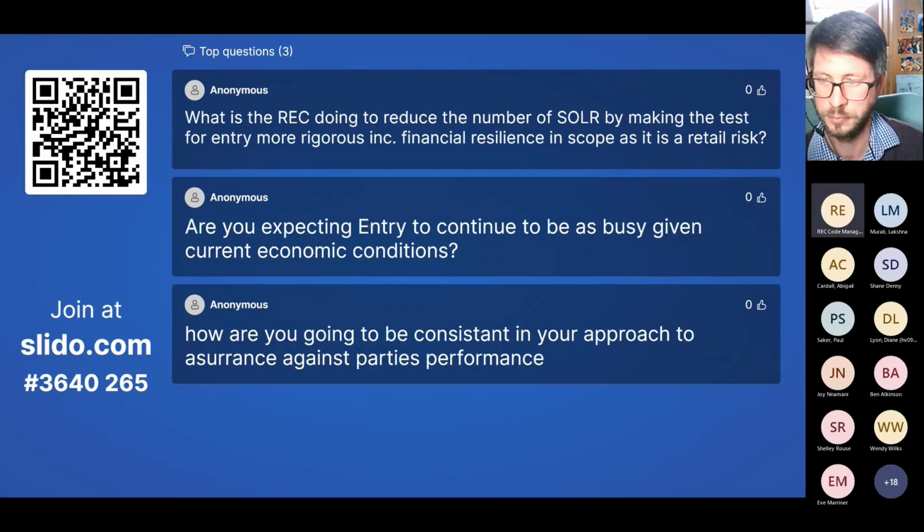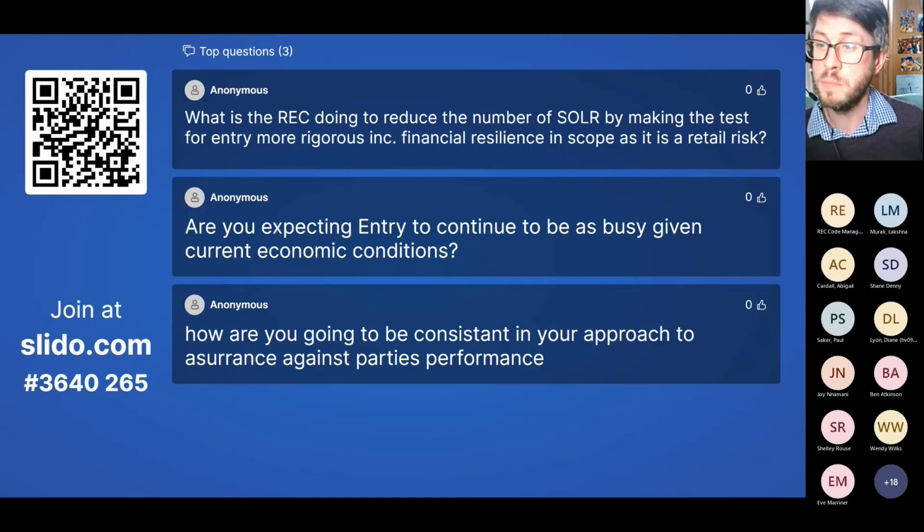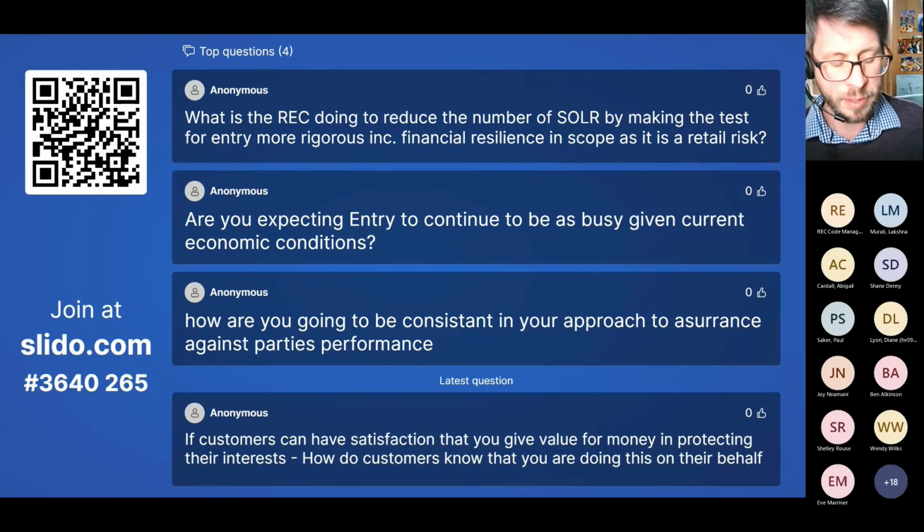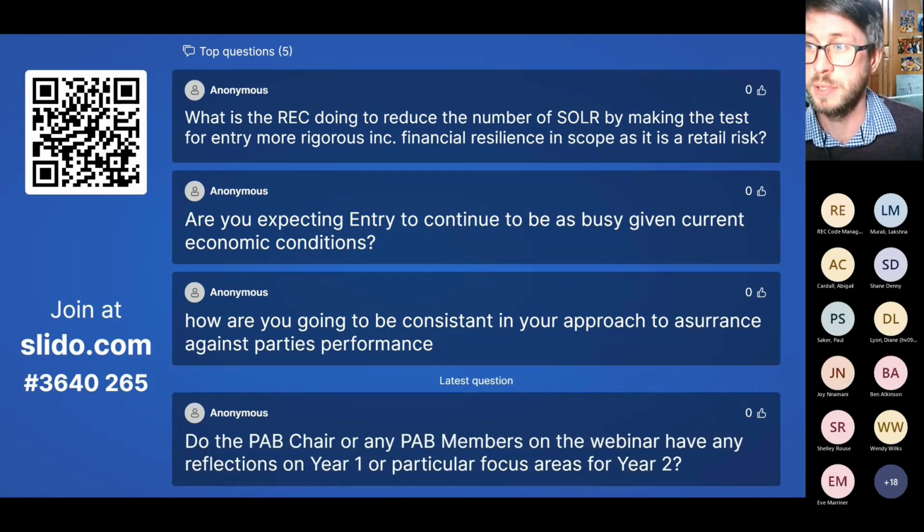Next question. What is the REC doing to reduce the number of solar by making the test for entry more rigorous, including financial resilience and scope, as it is a retail risk? So clearly solars provide, well, maybe that's not the right way to say it. Failures of suppliers clearly result in dramatic impacts on consumers. And I think we're pleased that the supplier of last resort process is there, and those solar providers are doing something valuable to support customer outcomes.